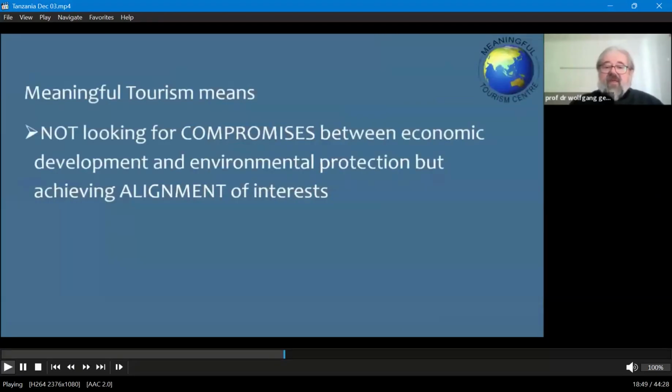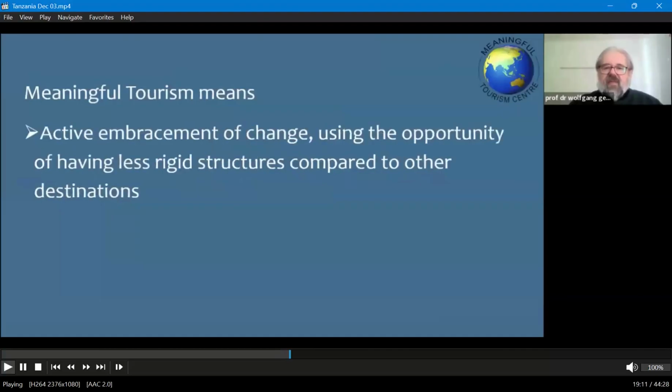So meaningful tourism means not looking for compromises, and I think this is a big mistake in a lot of discussions, but you need to align interests. With compromises, nobody is ever satisfied, and it is also a balancing act, and balances can crash easily. So what we need is to align the interests of the stakeholders. And this you can achieve by active embracement of change. So we mentioned Schumpeter before.